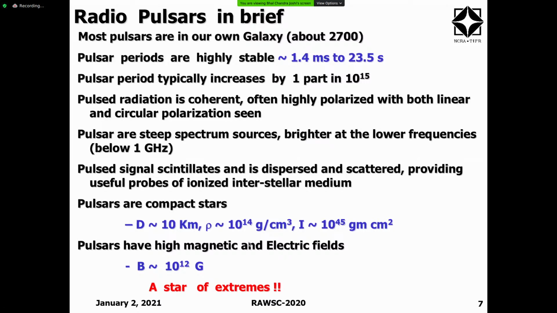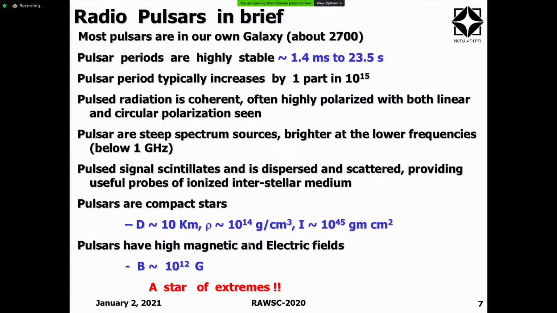The radiation which we receive is coherent and is highly polarized, with both linear and circular polarization seen. And they are steep spectrum sources. That means they are brighter at the lower frequencies, below 1 gigahertz. And low frequencies are a very good regime to study these sources. That is why GMRT plays a very important role in pulsar astronomy, because the GMRT frequencies are from 150 megahertz to about 1460 megahertz.